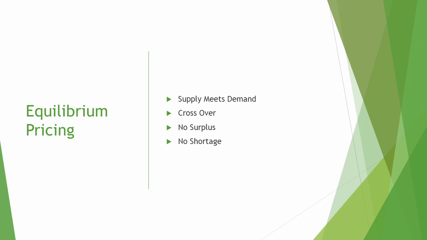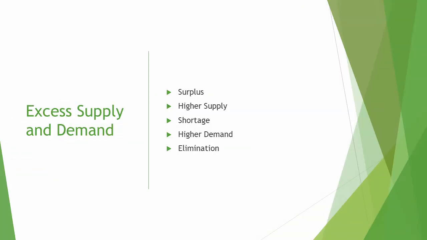This is the point where the quantity of a good or service that consumers are willing to purchase at a certain price equals the quantity that producers are willing to supply at that same price. This means that there will be no surplus and no shortage. Supply and demand can be used to show excess supply and demand.